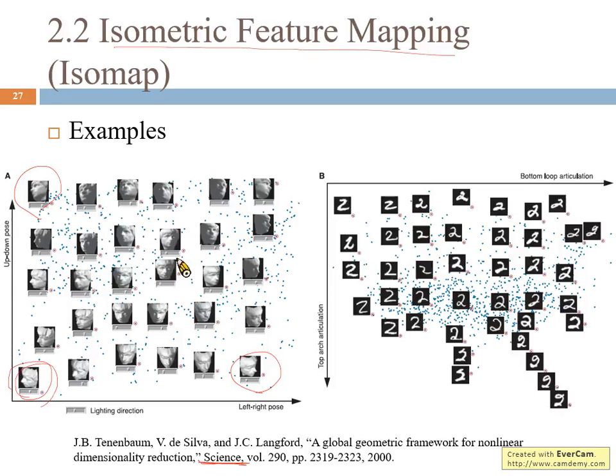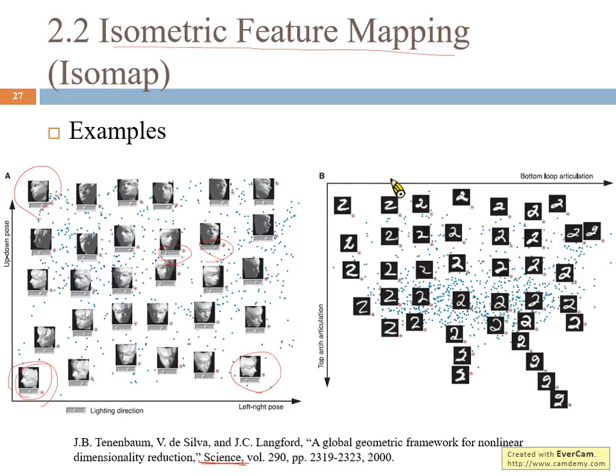At the bottom of each figure, we can see a bar indicating the lighting direction. So basically, for the same statue, we can capture various images based on different capturing settings. Another example is the handwritten digit 2.